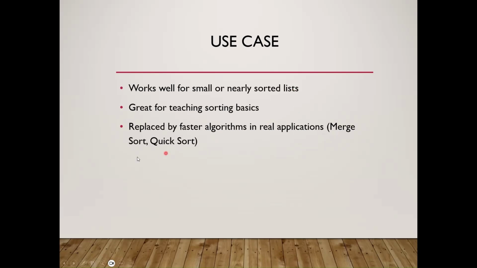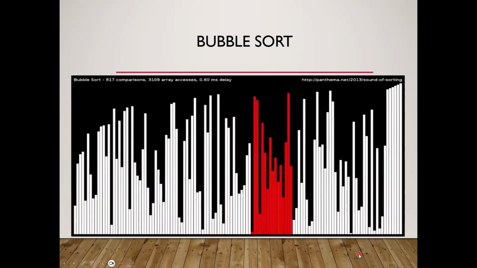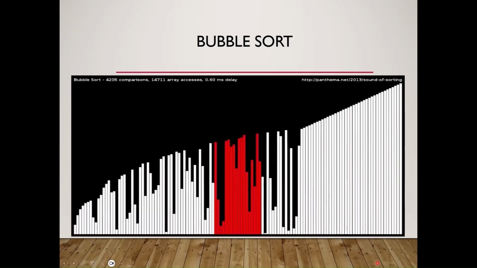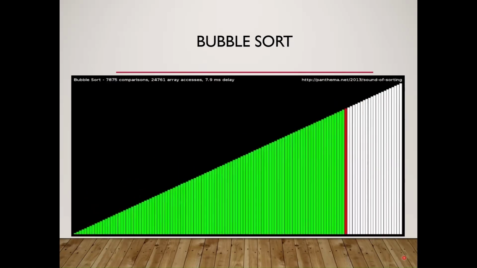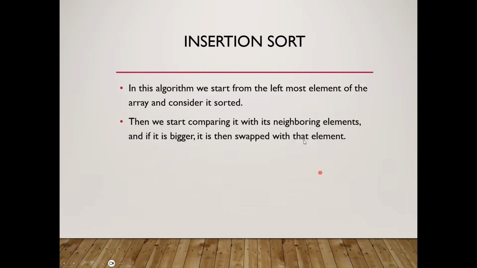In real life, we use merge sort, quick sort, and algorithms like this. Here is a visual representation of how bubble sort works and how the largest element gets bubbled to the end. Conclusion: bubble sort is easy, but it's inefficient, so we just teach it for beginners. Now here comes insertion sort, for which Amar Hossain will present.